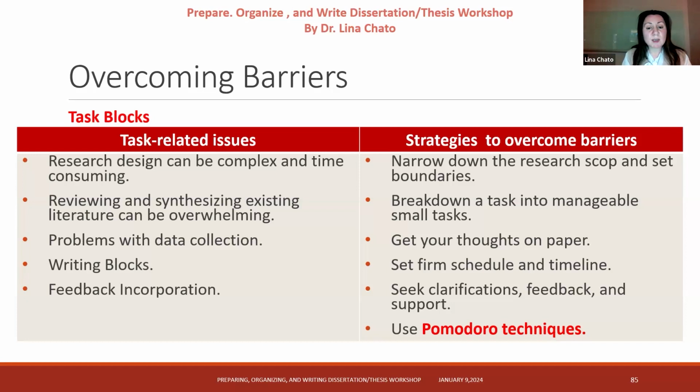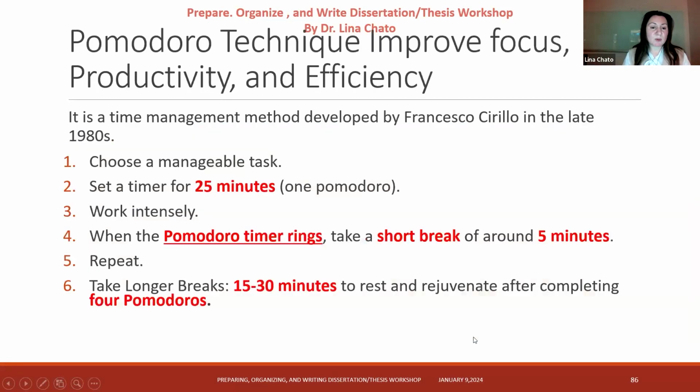Also, it's important, as I mentioned, to have a timeline, okay? And seek clarification. Here, the Pomodoro technique, you need to use it. What is the Pomodoro technique? Here is the Pomodoro technique. You need to set a manageable task. Choose one, okay? Then set the time to about 25 minutes as a timer. Work intensely for 25 minutes in this Pomodoro time. This is a Pomodoro time, okay?